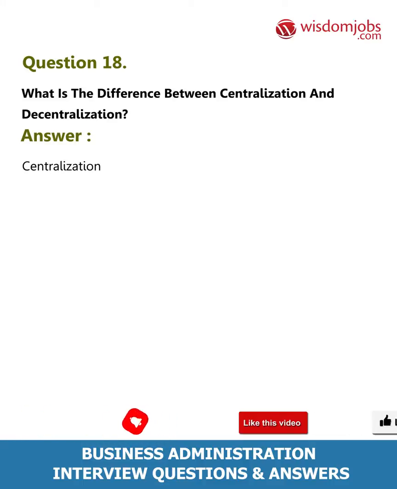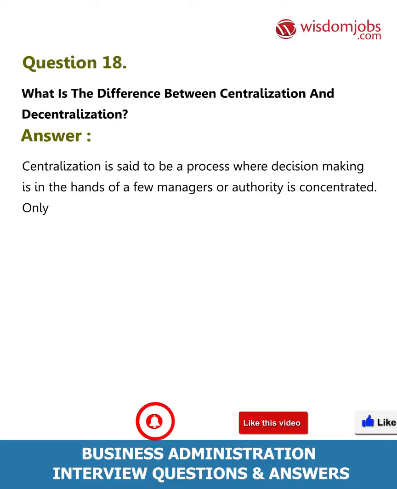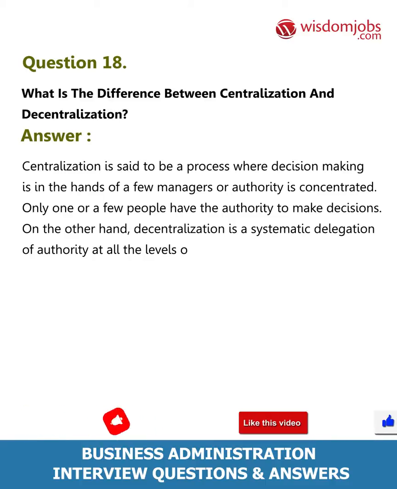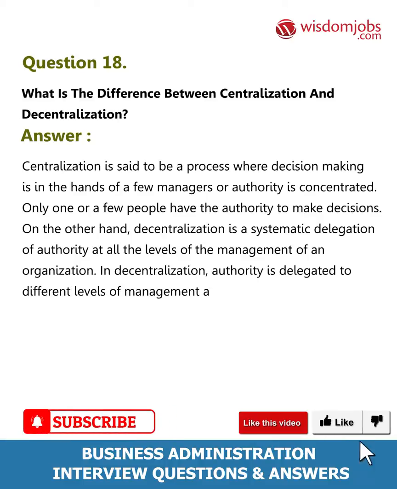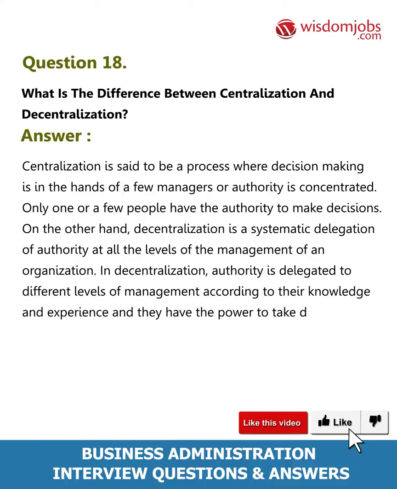Answer. Centralization is said to be a process where decision-making is in the hands of a few managers or authority is concentrated. Only one or a few people have the authority to make decisions. On the other hand, decentralization is a systematic delegation of authority at all the levels of the management of an organization. In decentralization, authority is delegated to different levels of management according to their knowledge and experience, and they have the power to take decisions at different stages.